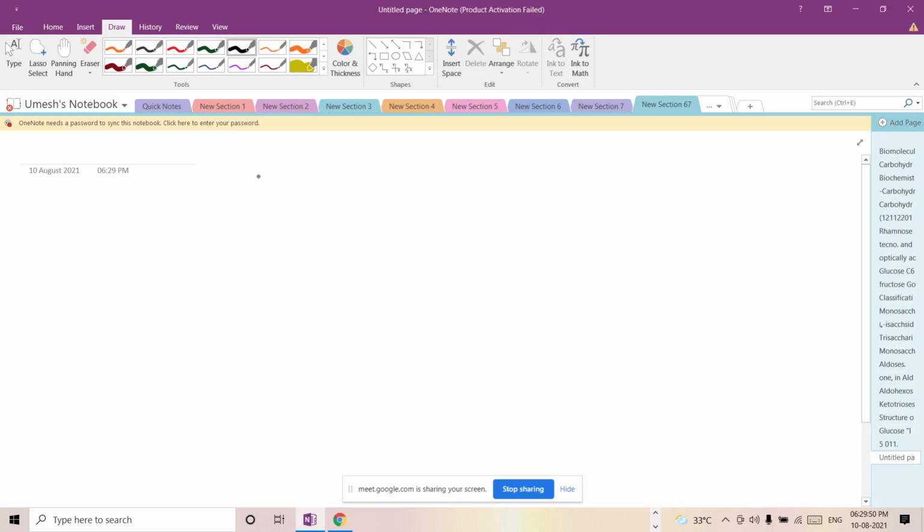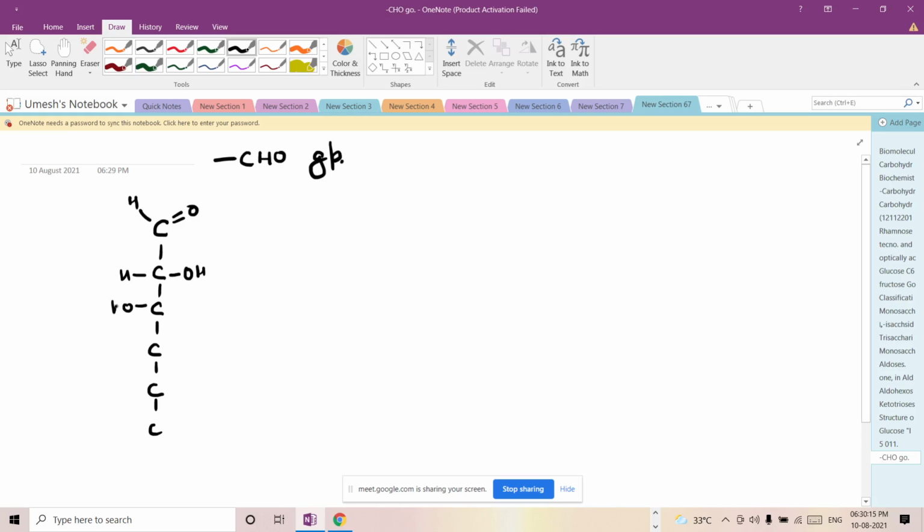Now, we'll prove here the presence of the aldehyde group. Presence of aldehyde group. 1, 2, 3, 4, 5, and 6. I'm drawing the structure of the glucose again. You keep on drawing all these structures. It will be very, very clear to understand.